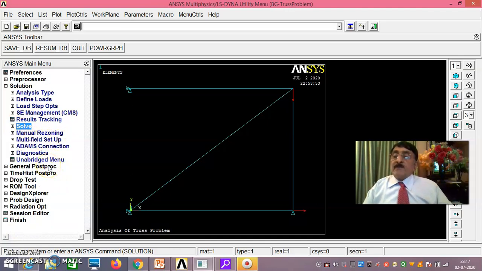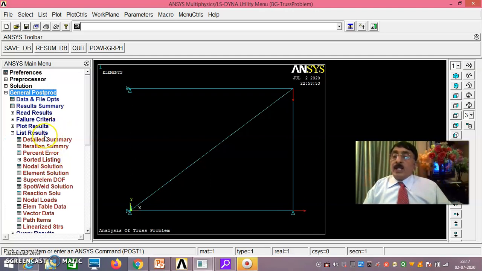Now we go to the general post-processing phase. That means where we extract the results. See here, first list results. Okay, carefully see here.